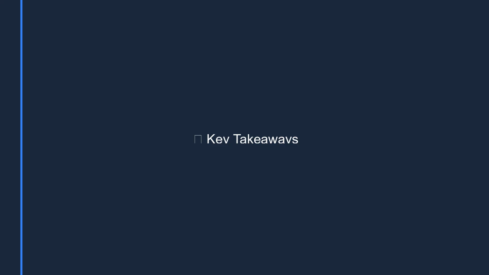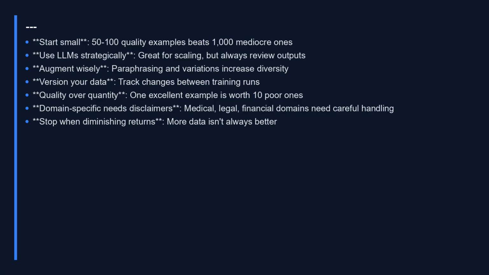Key takeaways. Here's what to carry forward from this lesson. Start small. 50 to 100 high quality examples will outperform 1000 mediocre ones every time. Use LLMs strategically to scale your dataset, but always review the output before it touches your training pipeline. Augmentation through paraphrasing and context variation is your highest leverage tool for increasing diversity cheaply. Version your data from day one. The 5 minutes it takes to set up Git versioning will save you hours of confusion later.